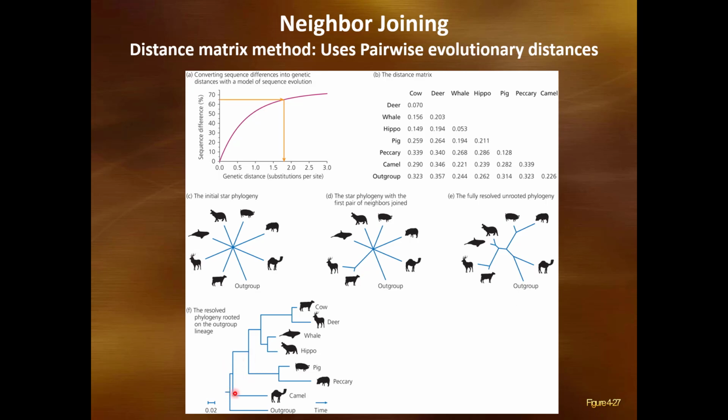So the camel was the first one to come off of the outgroup. Then we see the pig and the peccary here next to each other, the whale and hippo next to each other, and then the cow and the deer next to each other.